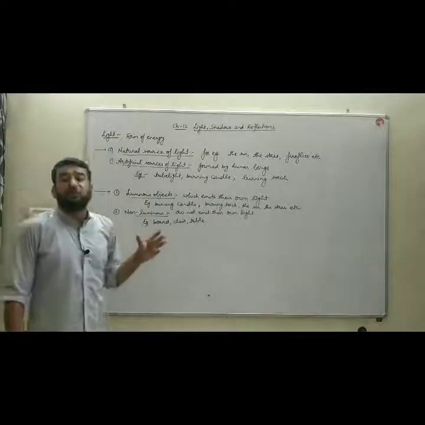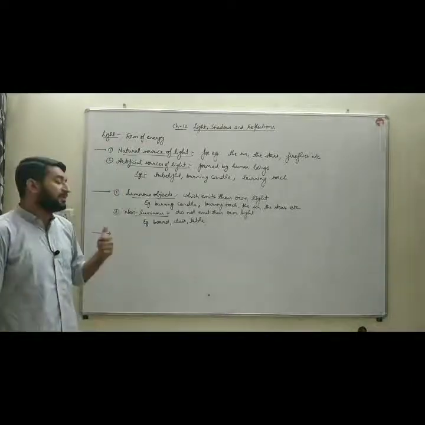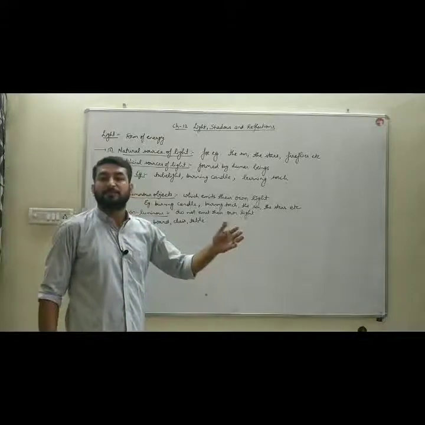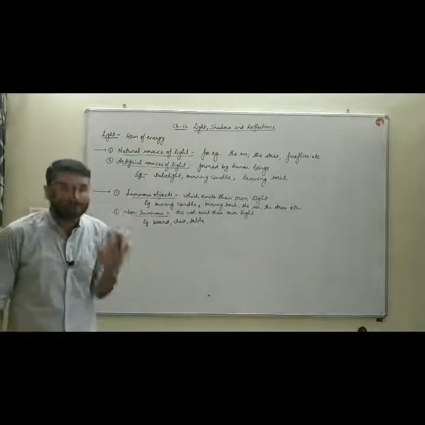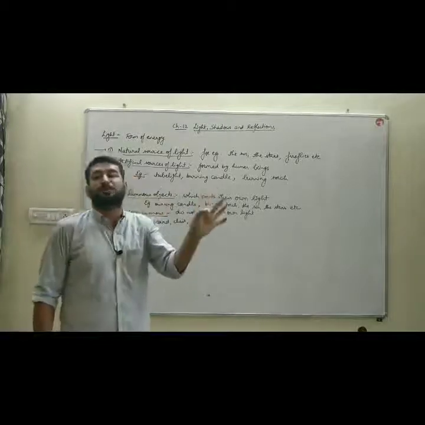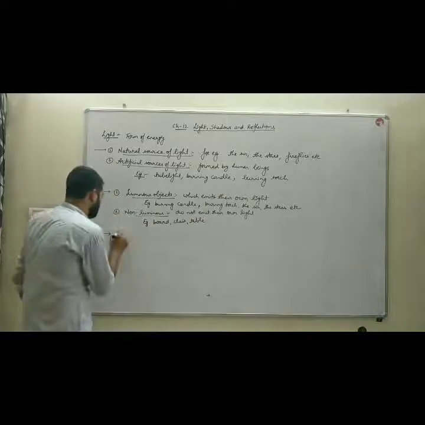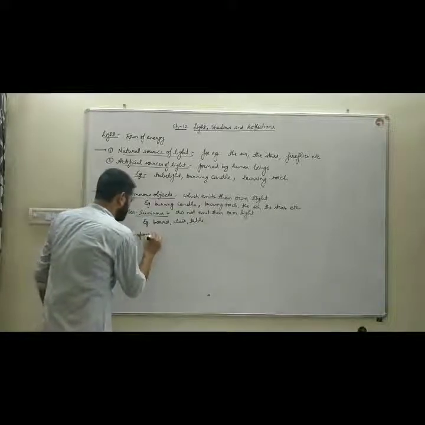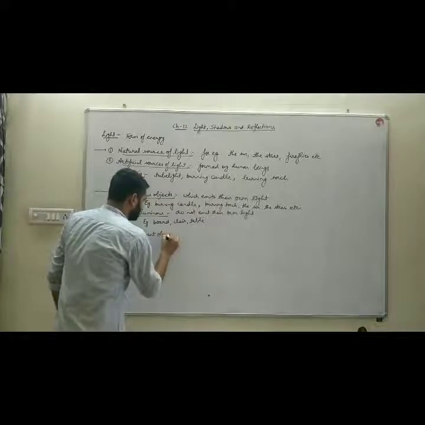Then we differentiate the objects on the basis of whether they allow the light to pass through them, they do not allow light to pass through them, or they allow some part of light to pass through them. And on this basis, the objects are of three types. The first one is transparent objects.